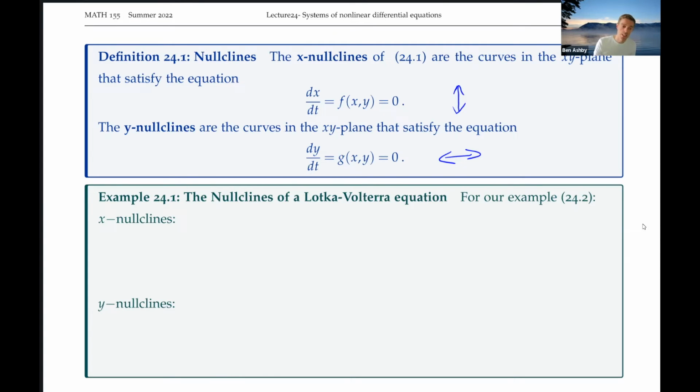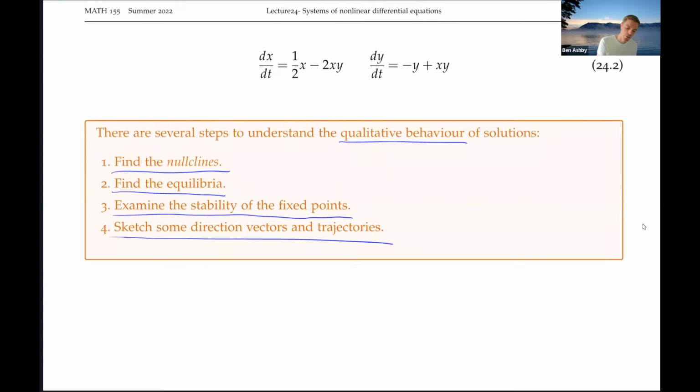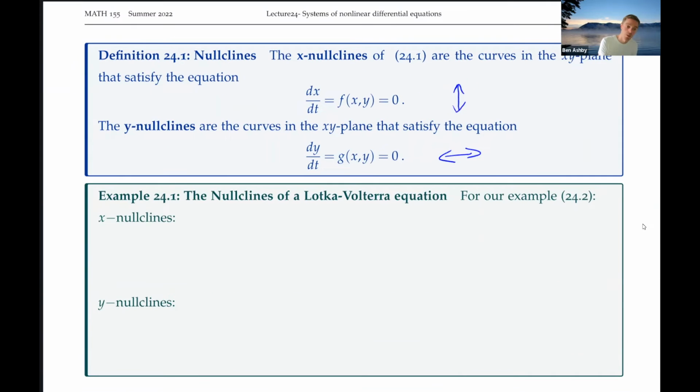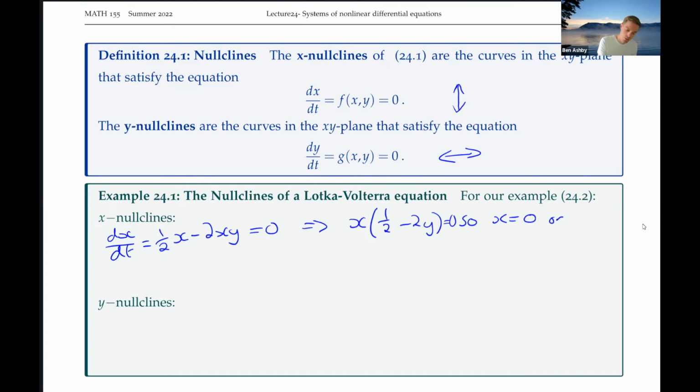So in our particular case of our Lotka-Volterra model, the specific one shown at the top of this slide, 24.2, what are our nullclines here? So dx/dt is equal to a half x minus 2xy. We want to set this equal to 0. So we can rearrange that and we get x times (half minus 2y), so either x is equal to 0, or half minus 2y must equal 0. So x is equal to 0 or y must equal a quarter.